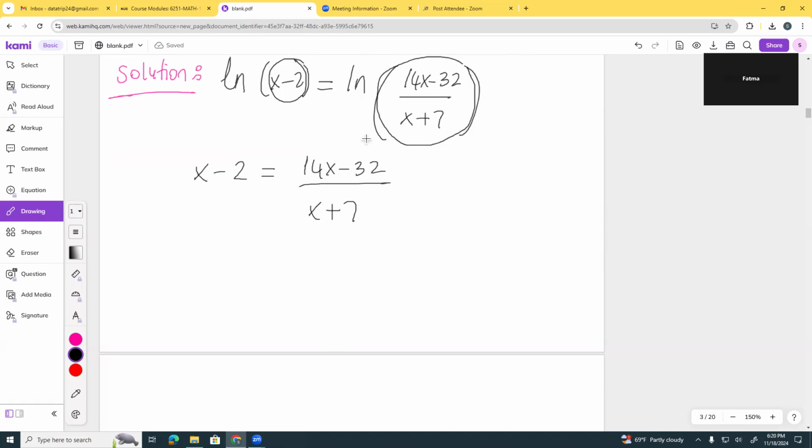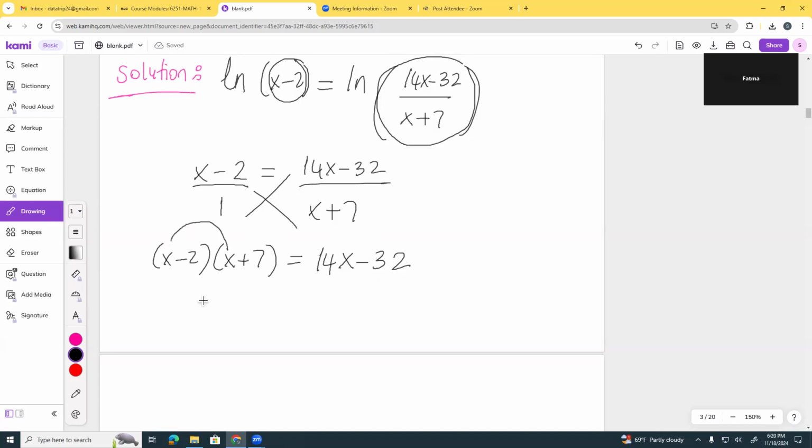Now we're going to do what? Cross multiplication. Yes, cross multiplication. So we're going to multiply x minus 2 by x plus 7. And we're going to set that equal to what? 14x minus 32. This is called cross multiplication. x minus 2 will be multiplied by x plus 7. And there's an invisible 1 here, even if we don't see it. And 1 will be multiplied by 14x minus 32.